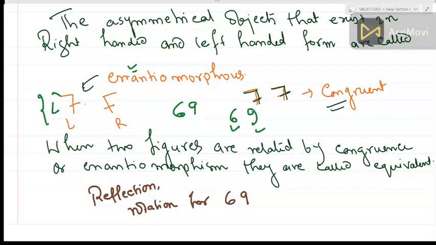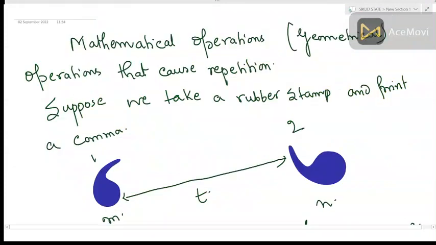Now how to represent these motions? We cannot move the particles or the atoms. We have to represent these motions by mathematical operations. The best example is you take a rubber stamp. Many times we have to check before putting the rubber stamp whether its orientation is right or not.